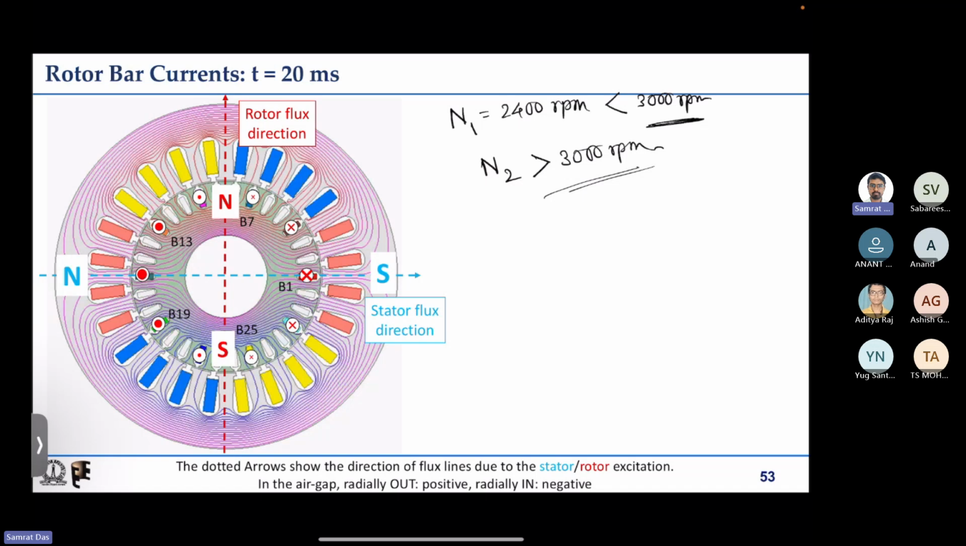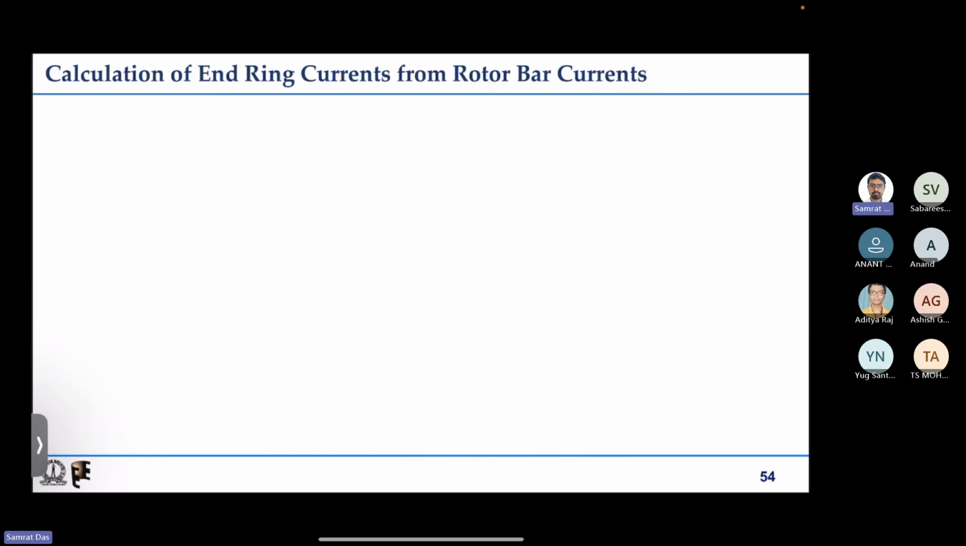followed by the rotor bar currents, and we'll then look at the field, which one is leading and which one is lagging. Before that, of course, we will see how these bar currents complete their path through the end ring, and how we can estimate the end ring currents. That is the next topic, from where we will start next class: how to get the end ring currents from the rotor bar currents.